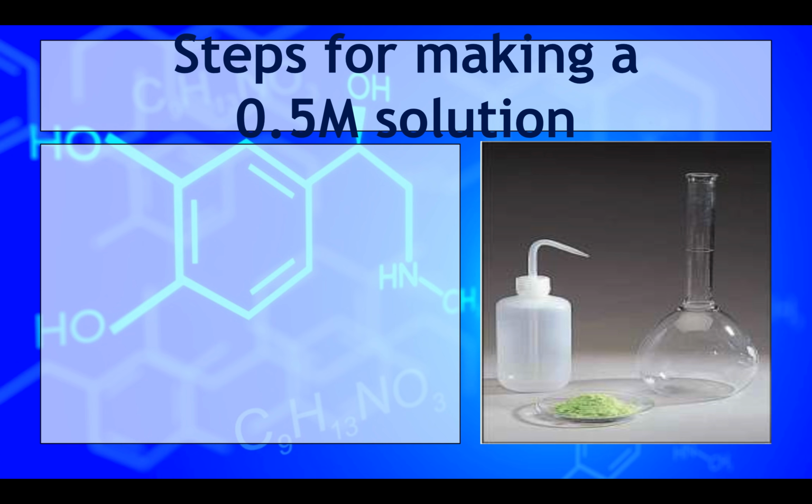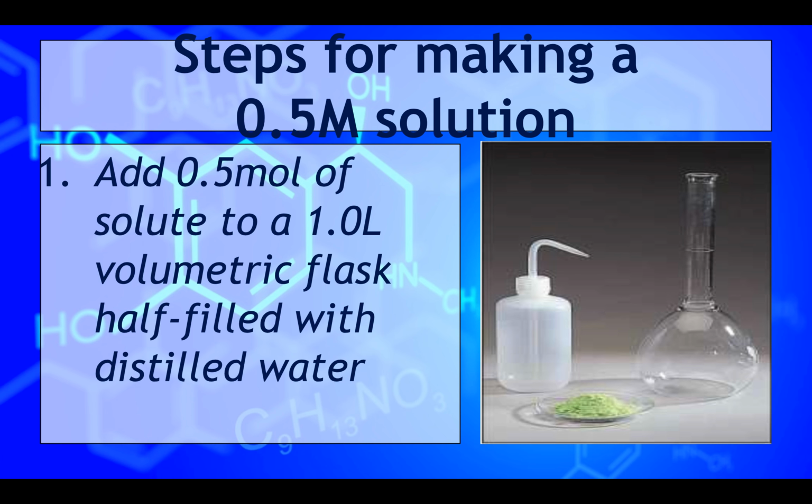If we were going to make a 0.5 molar solution, the first thing we do is we would measure out 0.5 moles of the solute to a 1 liter volumetric flask that's half filled with water. We want to half fill it with water because we want our substance to dissolve. To get 0.5 moles of the solute, we would calculate the weight of the substance and then measure out half of that weight. So we would have 0.5 moles.